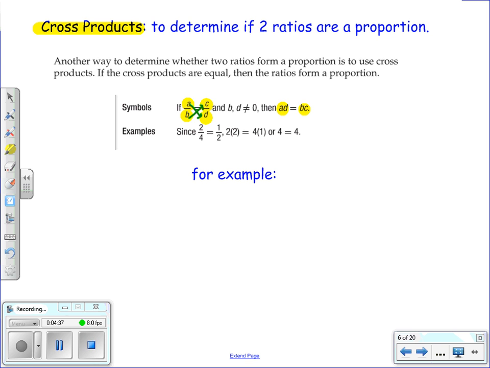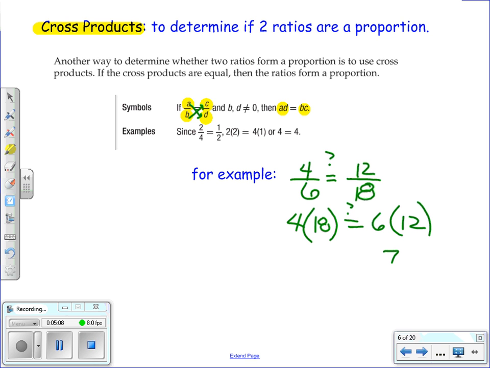Let's do an example. Let's say we have 4/6 and 12/18. Okay, so the question is, are these two ratios a proportion? Well, is 4 times 18 equivalent or equal to 6 times 12? 6 times 12 is 72. 4 times 18 is also 72. So we can say, yes, they are a proportion.